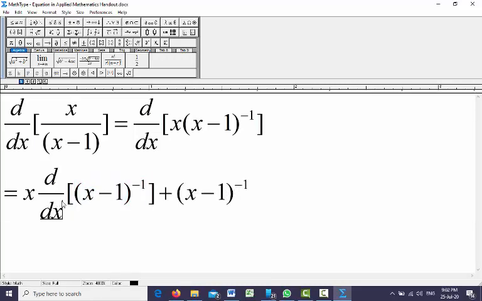That means that one will move behind d by dx. Whatever you have in front of d by dx will now move behind d by dx, and whatever you have behind d by dx should now come in front of d by dx. Whatever you have behind d by dx, you don't have to do differentiation of this one. This one can stay as it is.